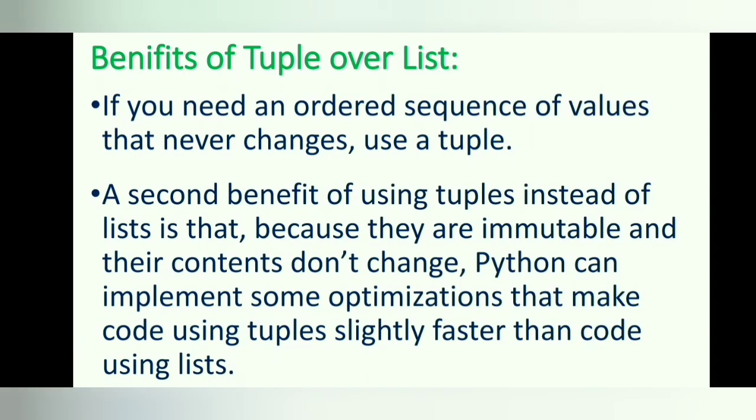Benefits of tuple over list. If you need an ordered sequence of values that never changes, use a tuple. A second benefit of using tuples instead of lists is that because they are immutable and their contents do not change, Python can implement some optimizations that make code using tuples slightly faster than code using lists.